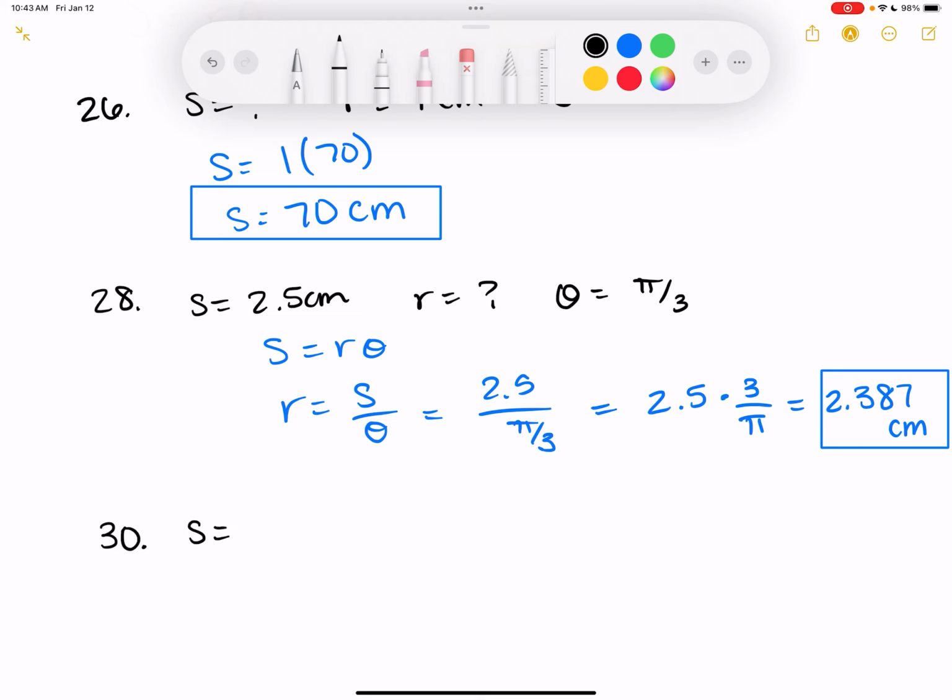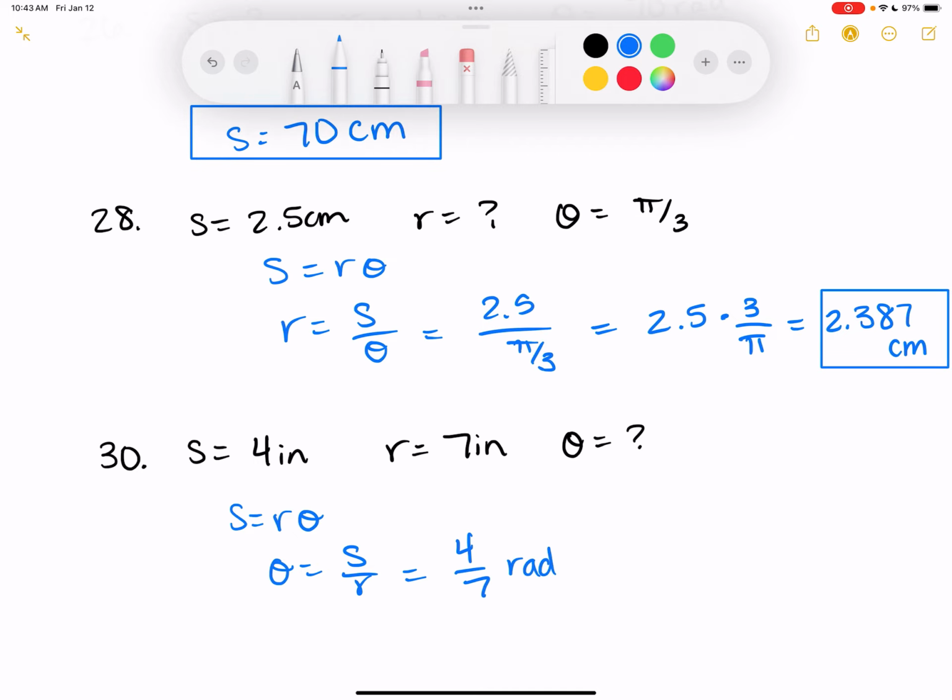S is equal to 4 inches. R is equal to 7 inches. And we're finding theta. Now, I'll tell you for their theta, they do not convert it to a decimal. If it gets to that point, they will leave them as a fraction for those. So s equals r theta, but we're solving for theta, so theta is equal to s over r, which is 4 over 7, and then they just put radians on it, and that's where they leave that. They do not convert it.